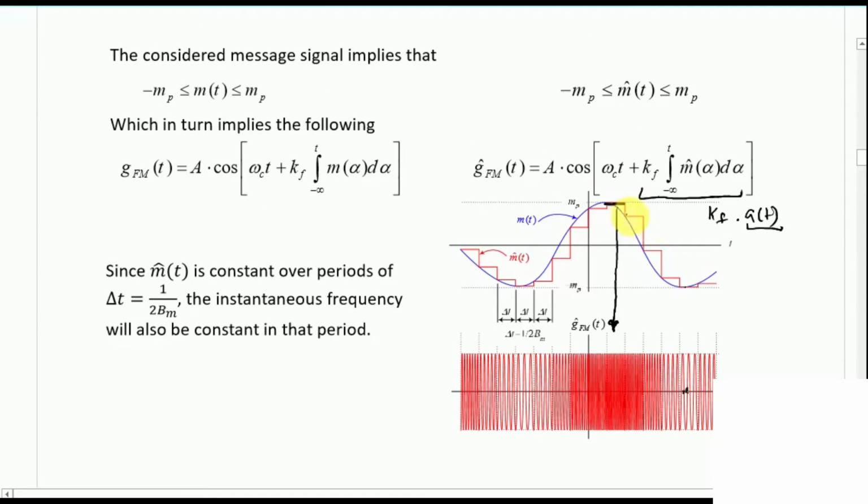We are basically making blocks, and from those blocks we are determining what the instantaneous frequency would be for that particular block, right? Just to reiterate, instead of finding the bandwidth of the message signal, now we are finding the bandwidth of an approximation of the message signal.